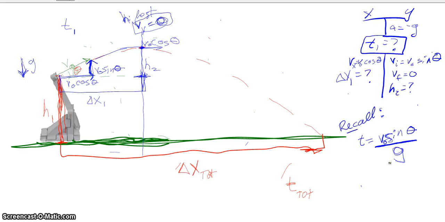Anyway, this looks good, because you have the g, you have the theta. The only problem is you don't have this v naught. The video I'm going to show you right now is how to find v naught.